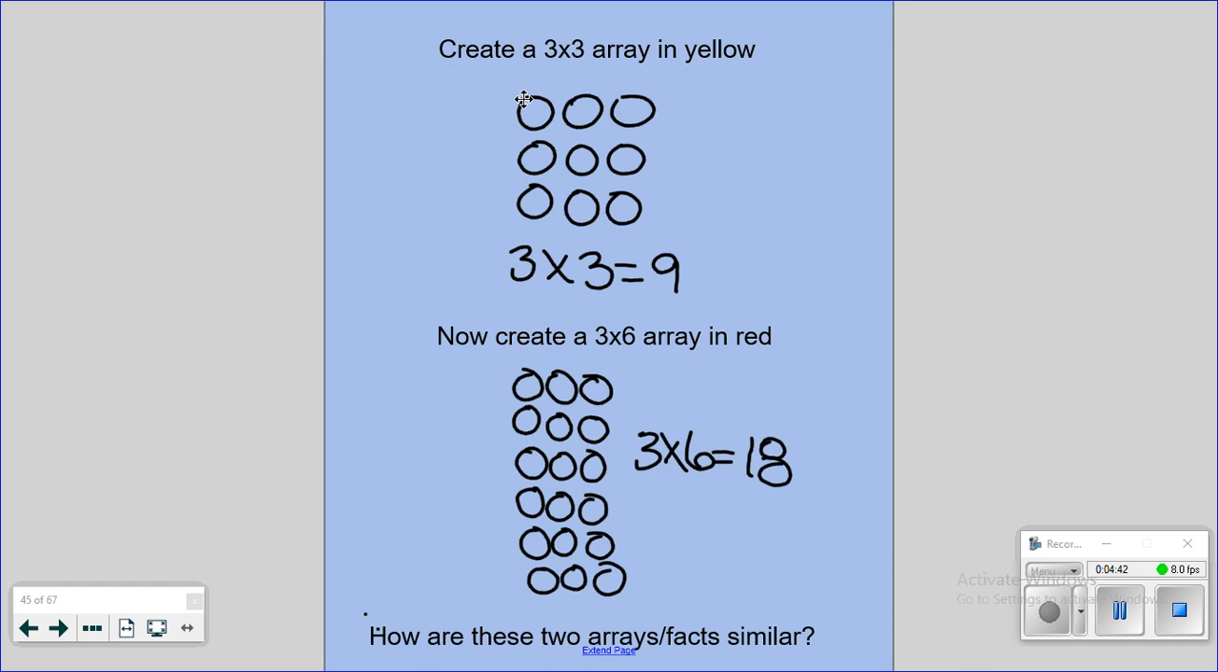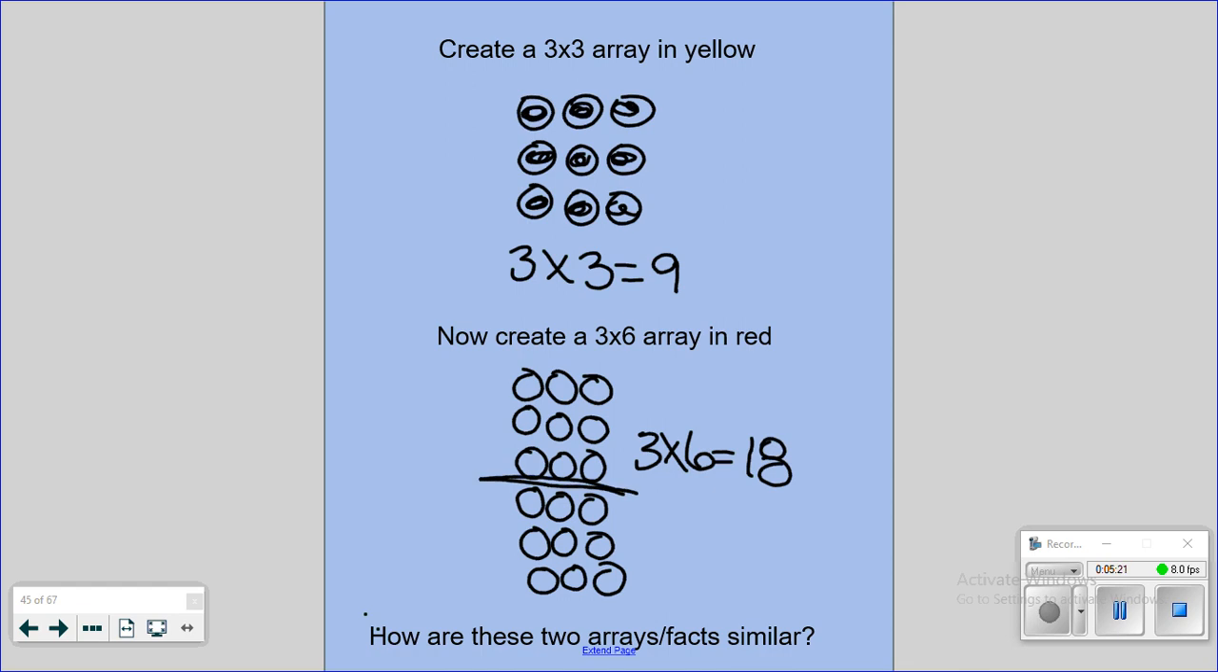How are those arrays similar? Look at them. Can we sit up? How are they similar? Shelby, how are they similar? Shelby said the one on the top is our 3 by 3. And then when I go down to the bottom, it's just 2 of those. Do you see them?